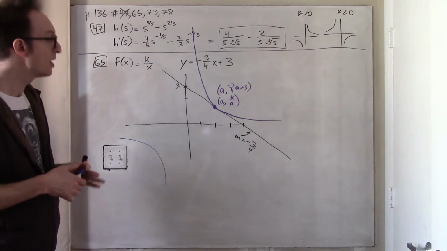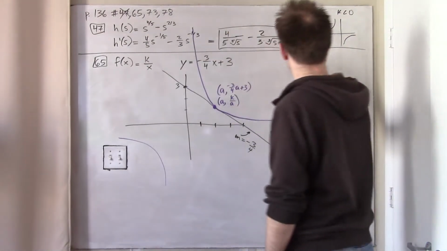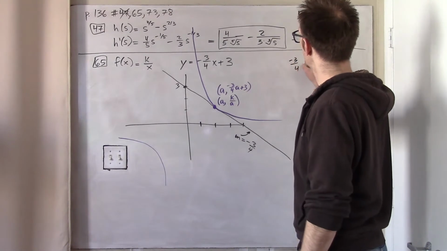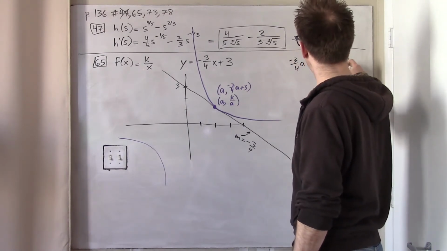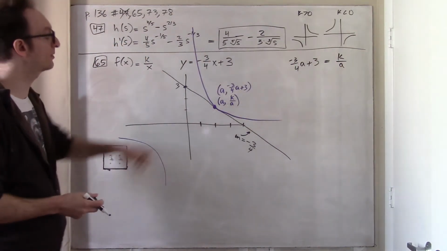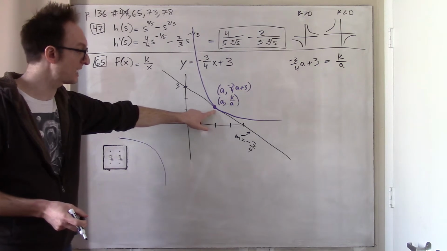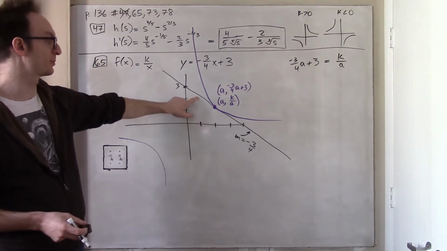And so one thing that's true about this point a is that negative 3/4 a plus 3 has to equal k over a. And of course, the other thing that must be true about it, if this really is the tangent line, is that the derivative of the function at a must equal the slope of the tangent line, which is negative 3/4.